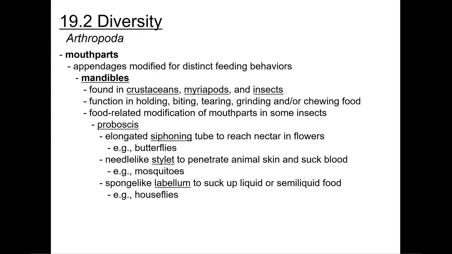So we have what's called a proboscis. This is an elongated siphoning tube that can reach nectar in flowers. So think of butterflies with this one. We have needle-like stylets that penetrate animal skin to suck blood. Think of a mosquito. And we have sponge-like labellum, which suck up liquid and semi-liquid food. So think of a housefly.